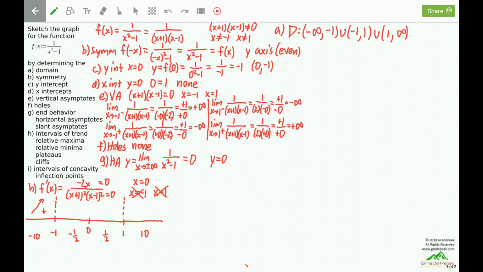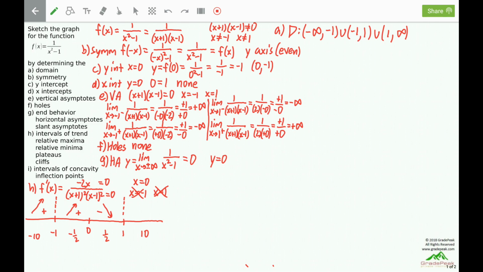Plugging the test value of -1/2 into the portion of the first derivative that matters, -2 times -1/2, negative times negative, will be positive. We have a positive first derivative. This corresponds to an increasing trend. Plugging the test value of +1/2 into the portion of the first derivative that matters, -2 times +1/2, negative times positive, is negative. We have a negative first derivative. This corresponds to a decreasing trend.